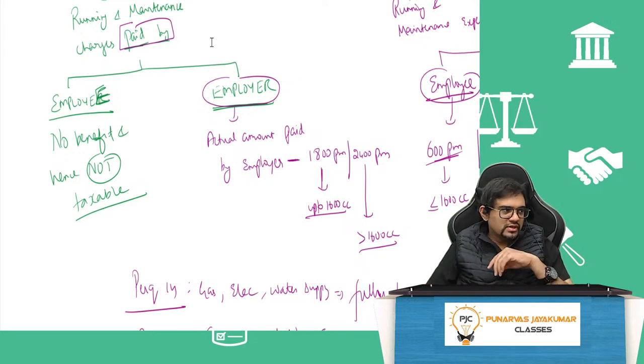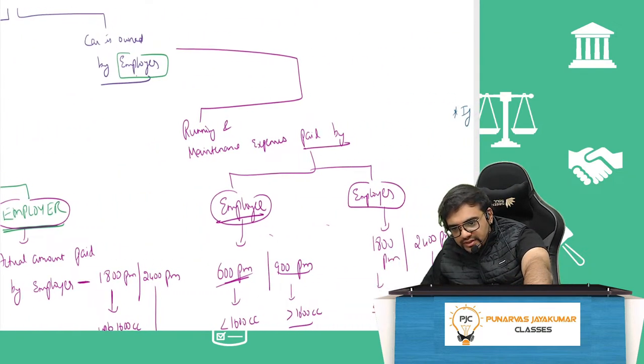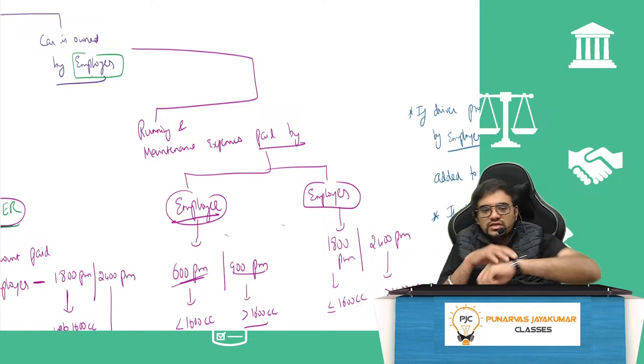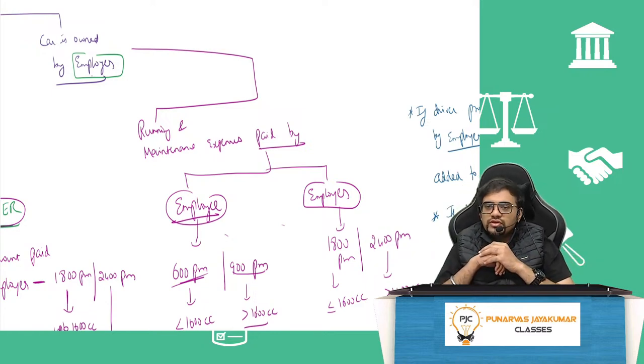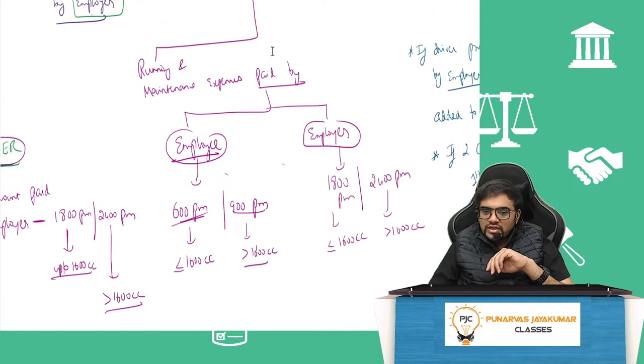All this you have to remember, guys, no choice. But if the car is owned by the employer, they own the car and they will tell the employee, you need to pay petrol charges. Then how much does the employee have to pay? 600 rupees per month or 900 rupees per month, depending on the CC. But if they are paid by the employer only, then extra you need to pay 1,800 per month or 2,400 rupees per month.